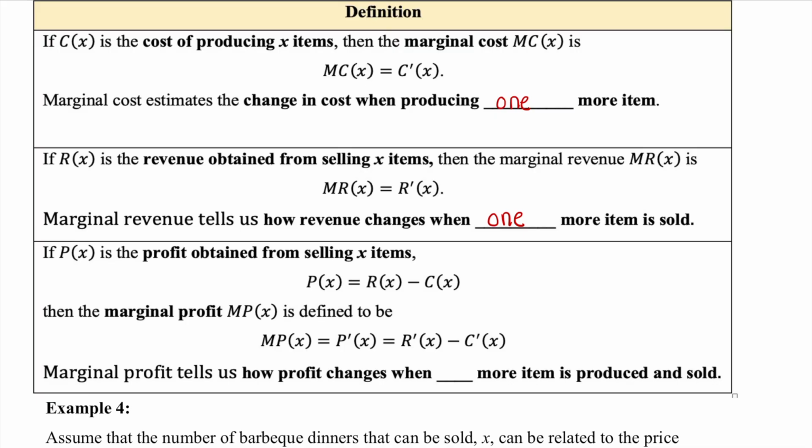Now, let's define profit. If P of X is the profit obtained from selling X items, then the profit is defined as P of X equals R of X minus C of X. This makes sense because profit equals revenue minus cost. The marginal profit, written as MP of X, is defined as P prime of X. Using derivative rules, we can write P prime of X equals R prime of X minus C prime of X. So, the marginal profit tells us how profit changes when one more item is produced and sold.